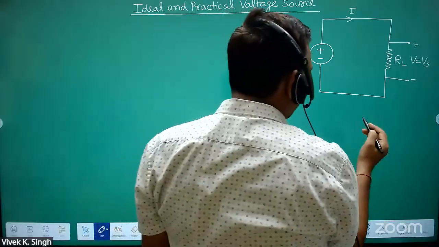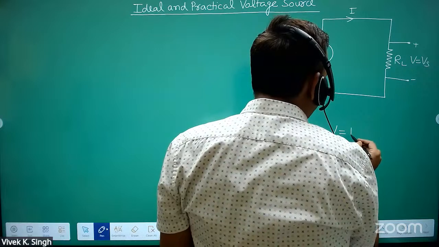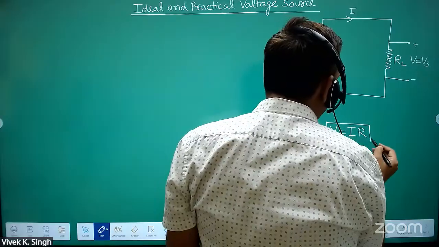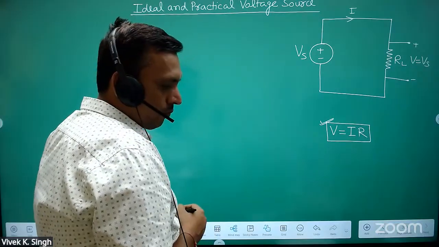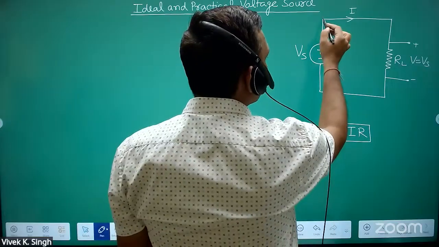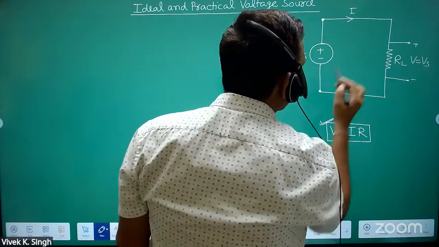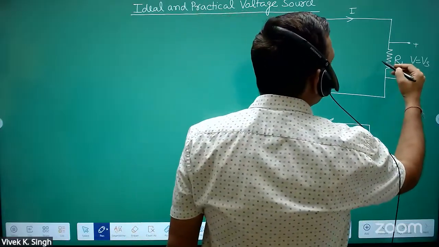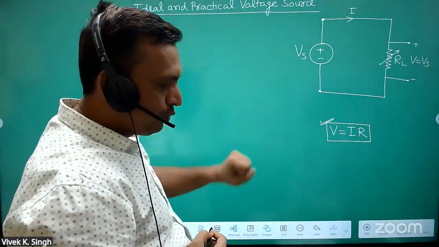Let's see, if there is a resistance R in which current I is flowing, what will be voltage across it? Voltage is given by V is equal to I into R. Yes or no? Yes, sir. And there is only this particular voltage source. There is no other drop. So this drop will be across load resistance also. And this load is variable.